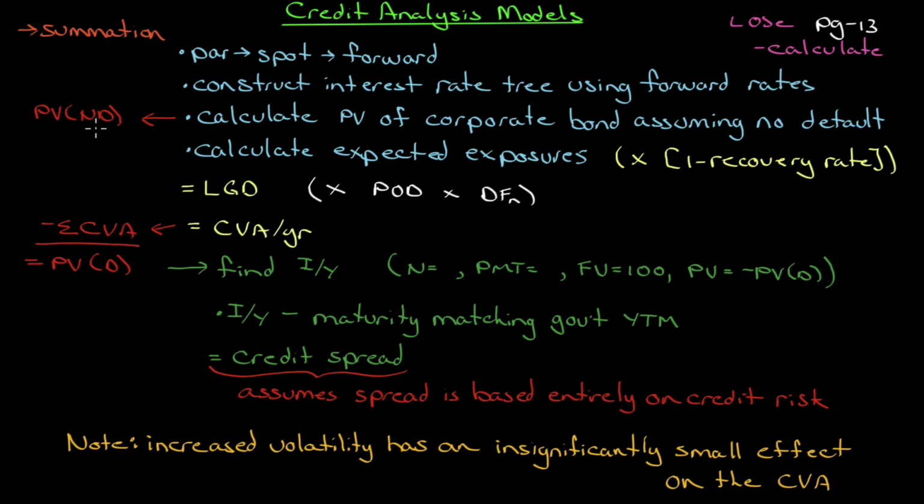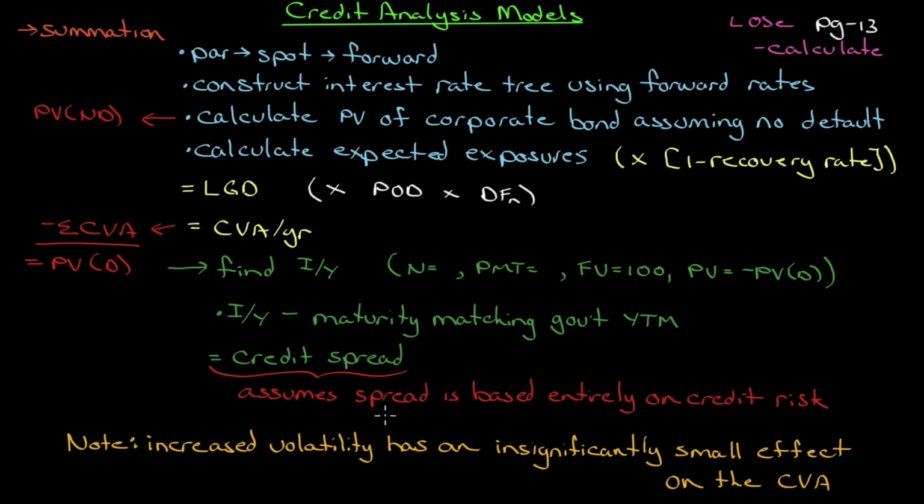So it's the present value assuming no default minus the sum of the credit valuation adjustments gives us the present value with default. Once we have this, we can find the yield to maturity. We just key into our calculator N, payment, the future value, and the present value, which happens to be this amount that we just arrived at. We'll get a yield to maturity. Take that yield to maturity and subtract the maturity matching government yield to maturity, or, to say it more correctly, the maturity matching benchmark bond yield to maturity, because it may not be a government bond. And that'll give us our credit spread.